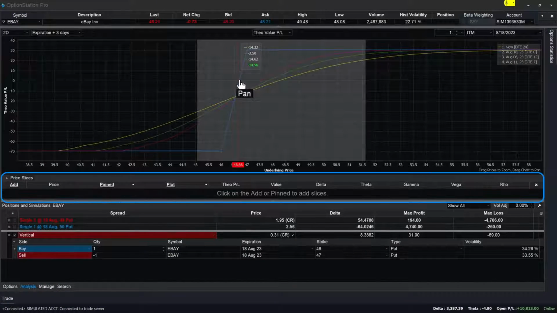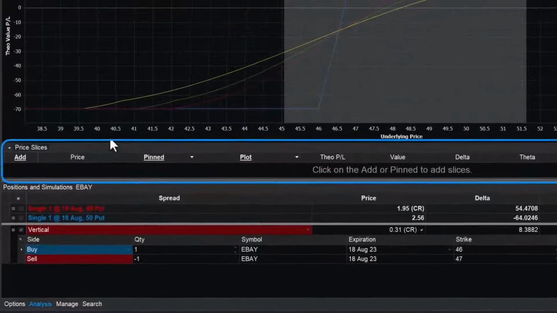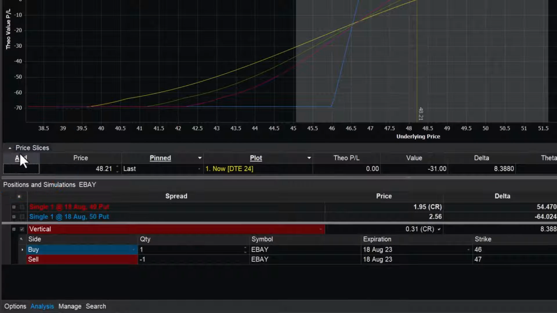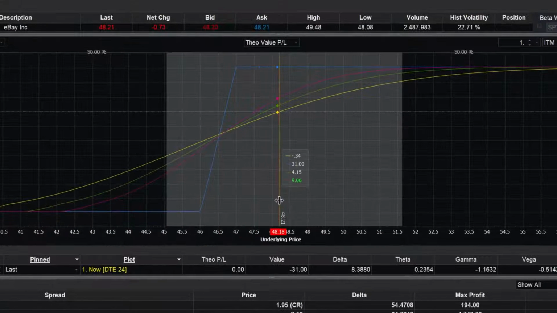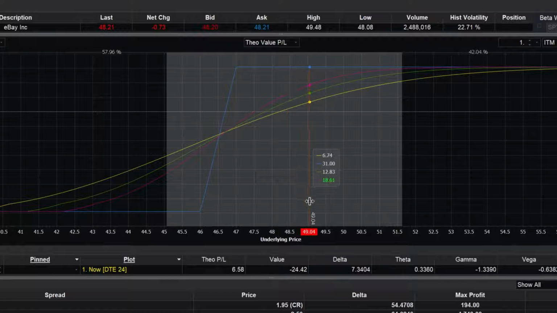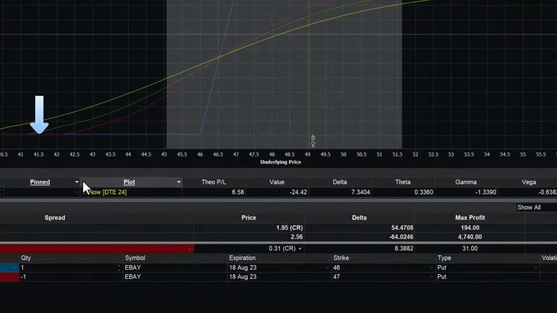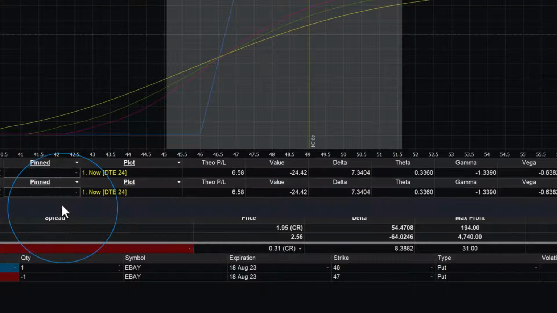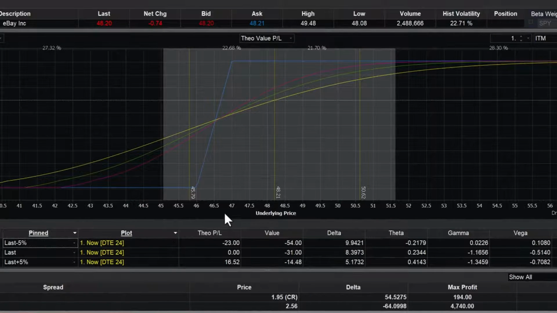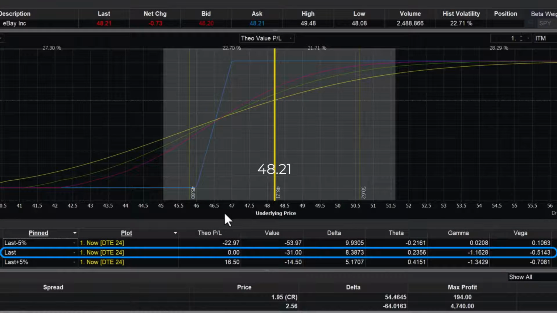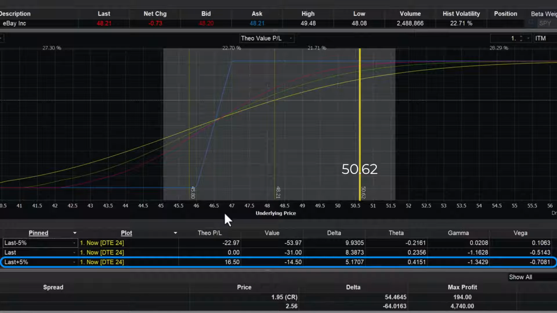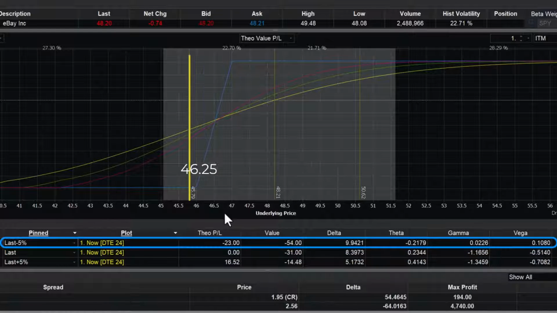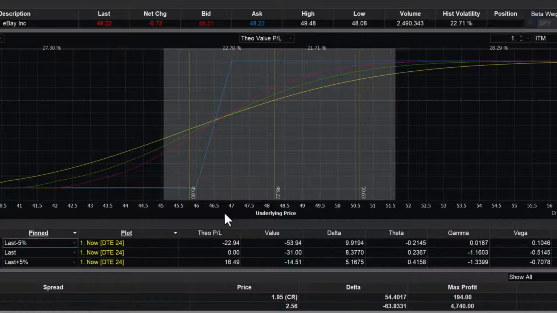Below the graph is the Price Slices area. Adding a price slice lets you see how the options position would fare while the underlying security is at various price levels. For preset and dynamic slices, under the pinned column, we will select -5%, last, and +5%. You will notice that 3 vertical lines appear on the graph. One is the current price of the underlying, one is 5% above the stock's last price, and the other is 5% below. If we move our cursor to the lines, we can see the values of the options position based on how much time is left until expiration.